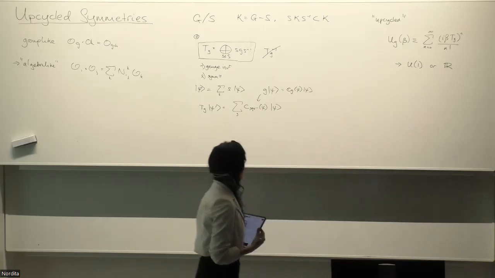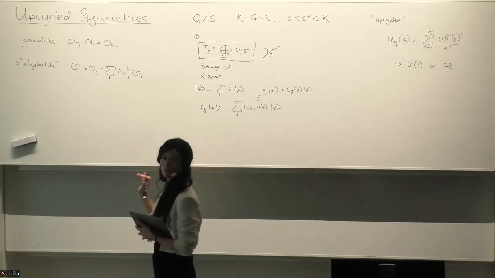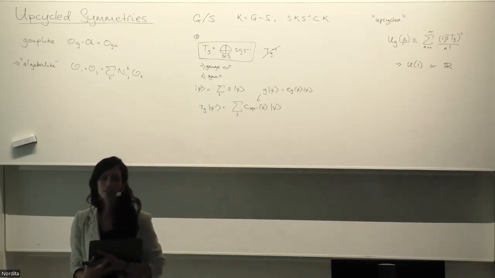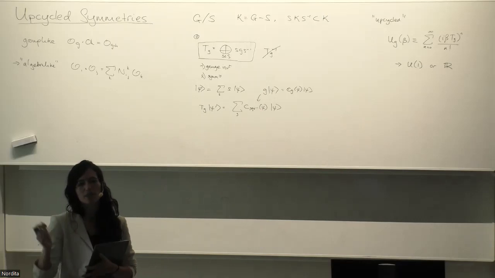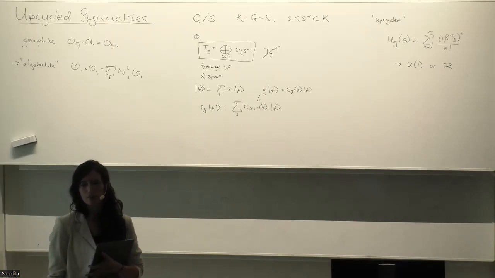Thank you. Sorry? I can just take T_g plus T_g dagger and make a Hermitian version.